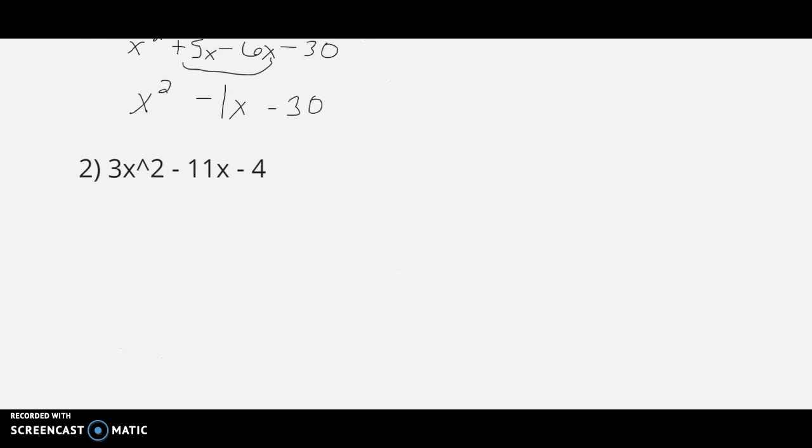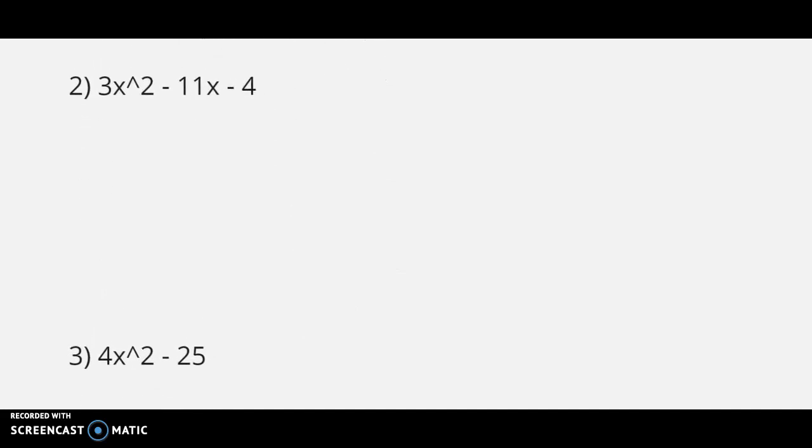Let's look at another one here. Number 2, 3x squared minus 11x minus 4. This time we're going to take our a number and our c number and multiply them together to get negative 12. The question we're going to ask is, what factors of negative 12 add up to negative 11? And those two numbers are negative 12 and positive 1. Alright, now this is sort of an intermediate step.